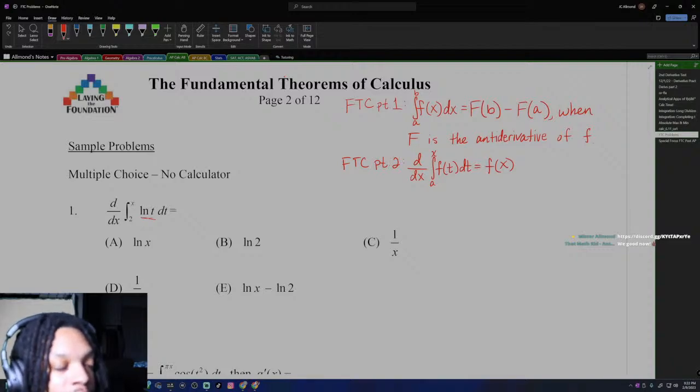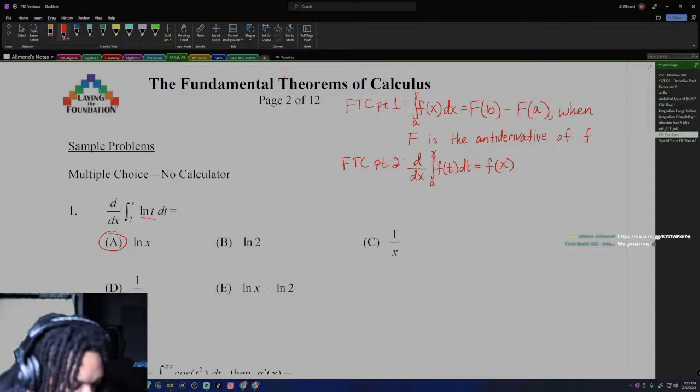Well, it's really evaluated at both bounds, but again, the derivative of something evaluated at a constant is just 0. So it's A. It's A. Okay. Number two.